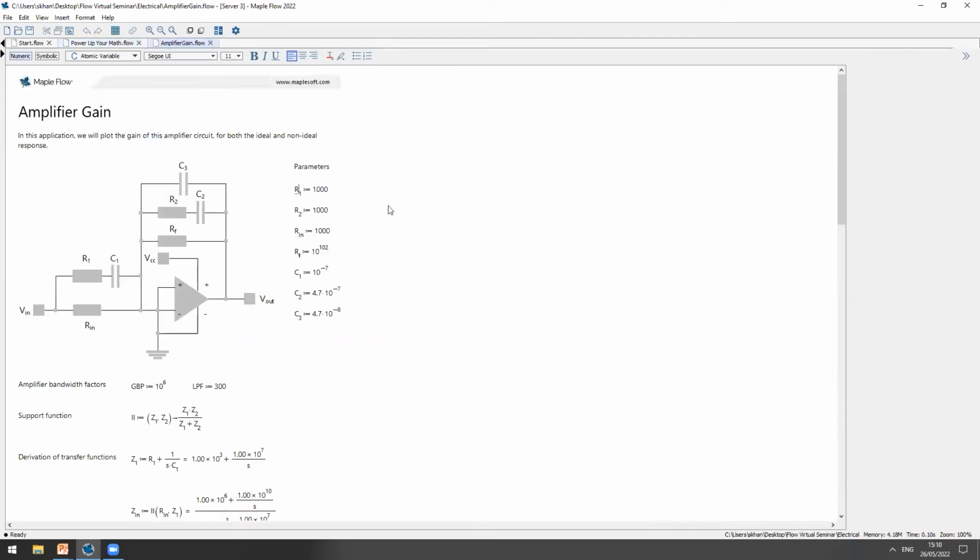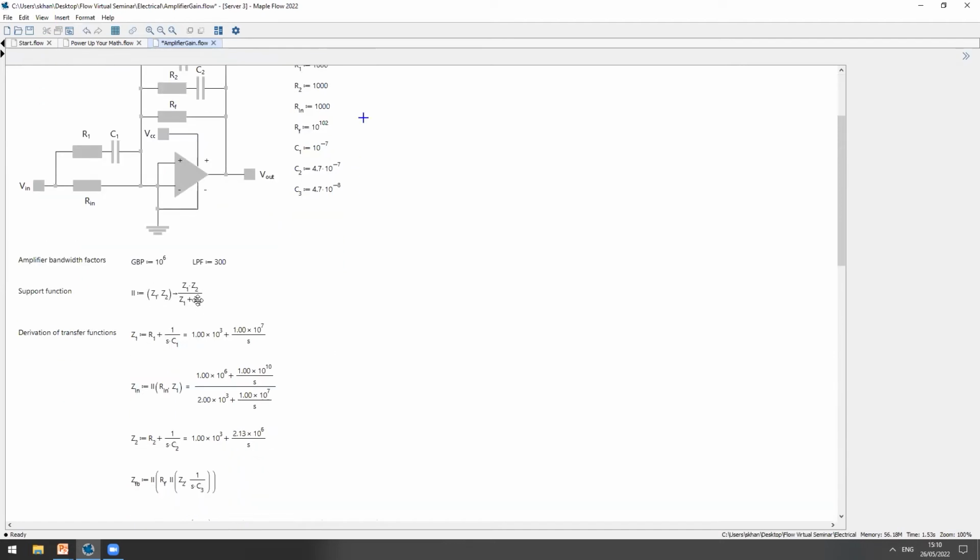So in this application, we're plotting the gain of this amplifier circuit for both the ideal and the non-ideal response. This is simply a diagram, a picture that I imported from a picture file on my computer, but on the right-hand side, I've defined some parameters, some resistances and some capacitances. So here's that function I introduced earlier for calculating the effect of impedances connected in parallel.